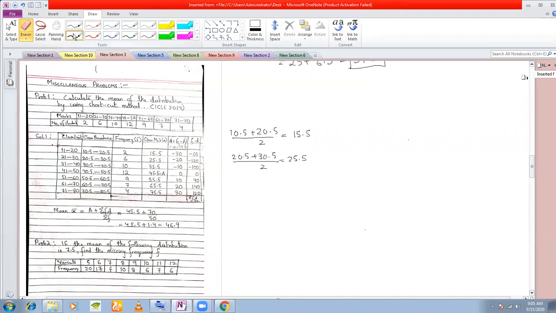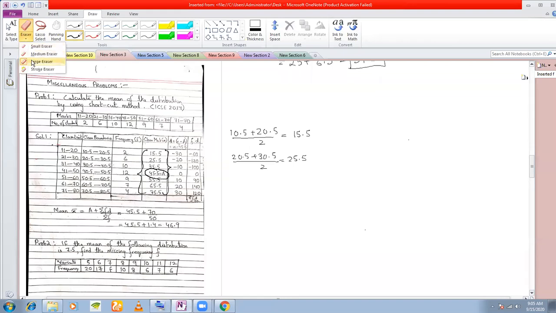Now we shall see which one I should take as my assumed mean. As I told you, any one of these values you can take as your assumed mean. There is no restriction as such. But we normally choose a value that is in between all these values. And which is the middlemost value here? The middlemost value here is 45.5. That is why I have chosen this as my assumed mean.